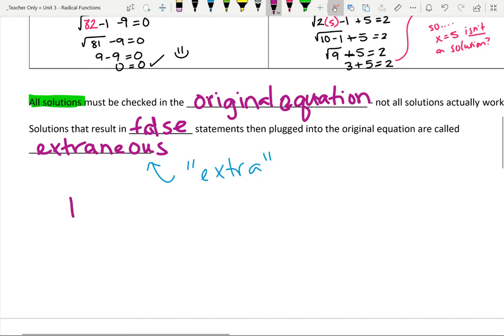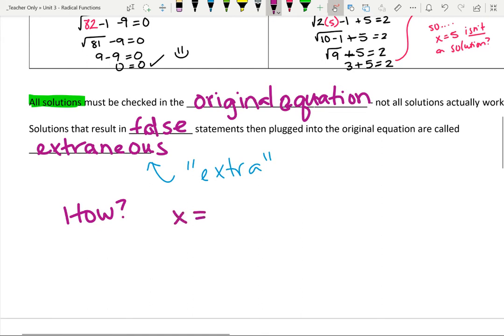The long story short, and if this answer doesn't quite satisfy you, I encourage you to check out some online resources and forums. There's a lot of discussion on this. But the long story short is that we're doing some operations here that are not necessarily reversible.